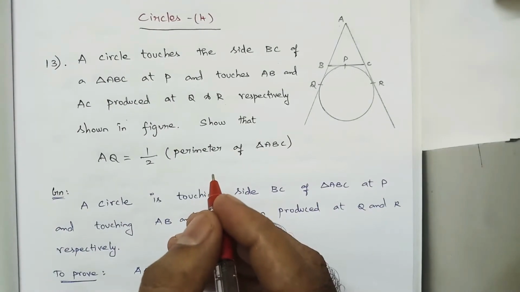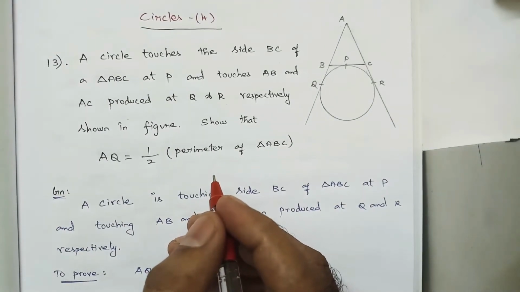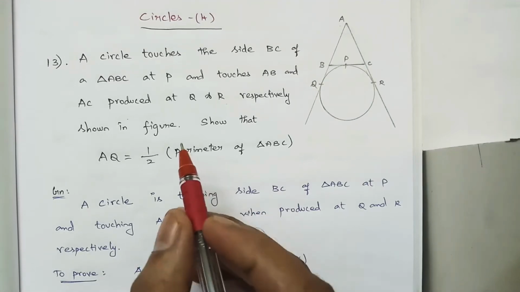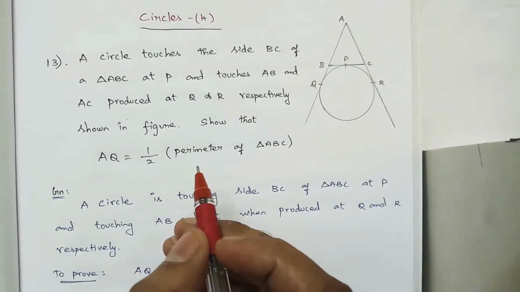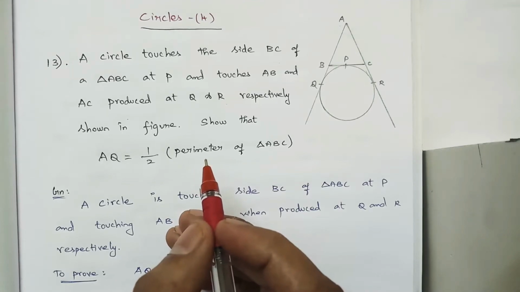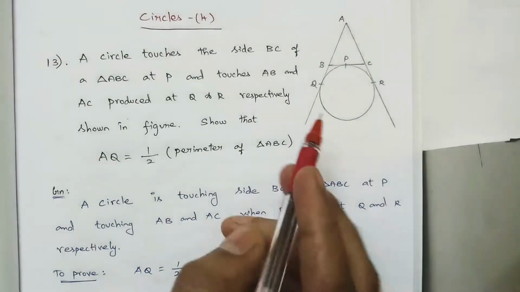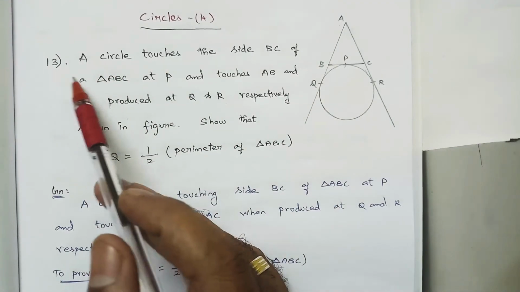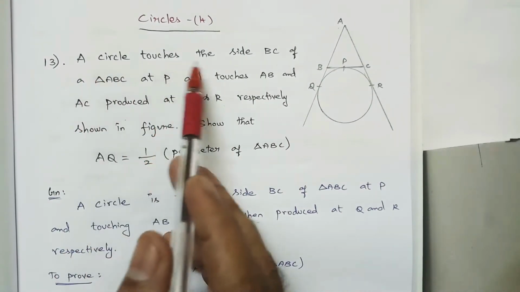Hi students, today we are going to see a sum on circles. Sum number 13, and today we are going to learn a new property based on some proof. See that sum number 13: a circle touches the side BC.